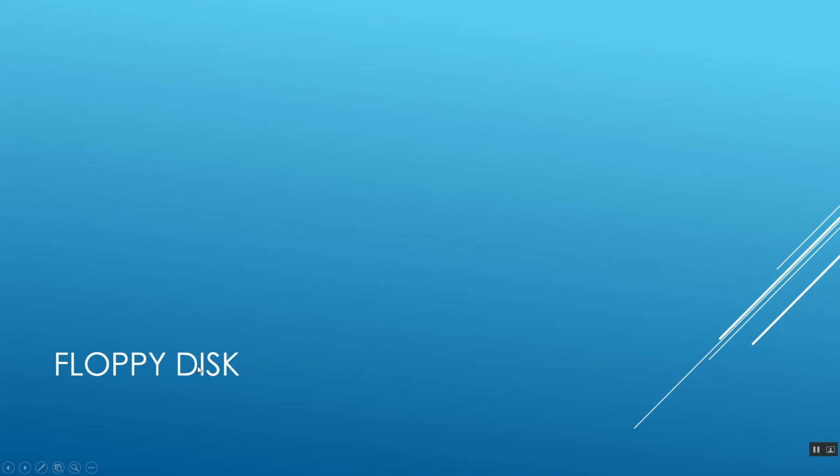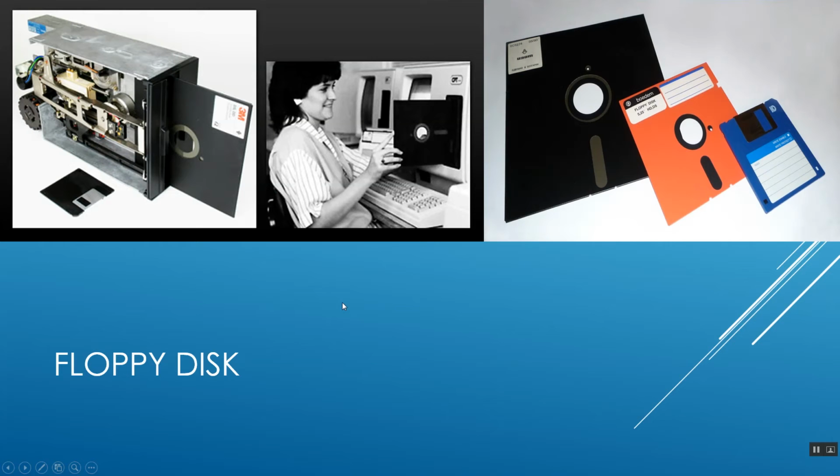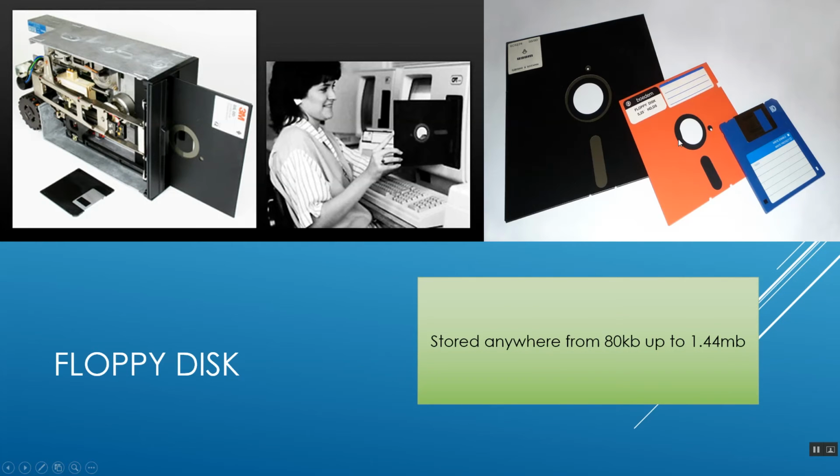Now, the next data storage device would be your floppy disk. And as you can see, it has a couple of different incarnations here. Throughout the years, it shrunk a little bit. They were quite large in the beginning. Now, a floppy disk could store anywhere from 80 kilobytes up to 1.44 megabytes of data. These were traditionally used to store programs and documents and things like that and move them from computer to computer. This was one of the first truly mobile storage devices. You could put it in a computer, take it out, and put it in another computer. That was something that really you didn't have much of at the time.